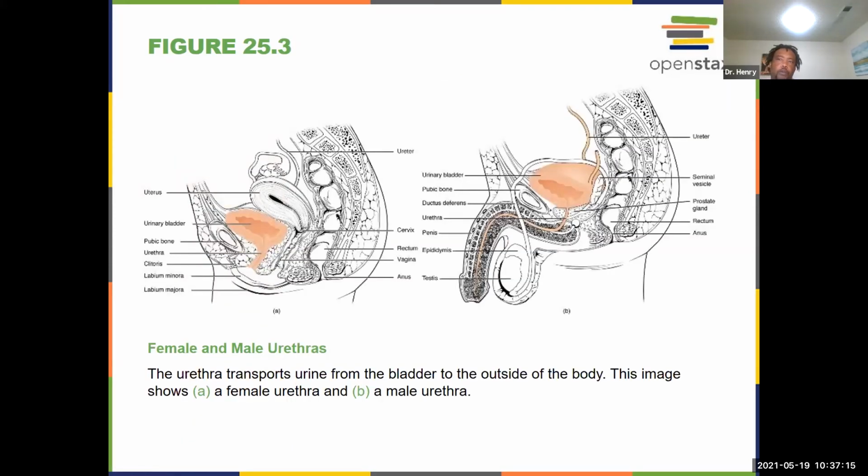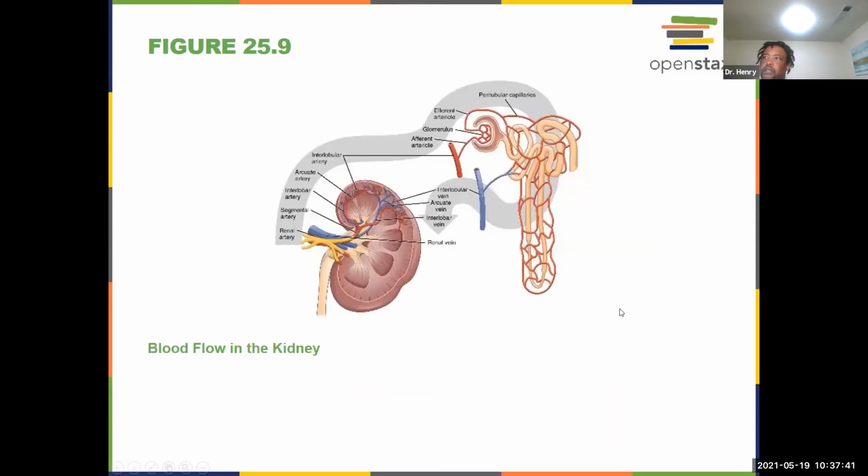So we know where pee, or urine, comes from in both of our cases. The urethra is responsible for transporting urine from the bladder to outside of the body, right? And this is basically an image of both the male and the female urethra. We won't go into the anatomy components of it.